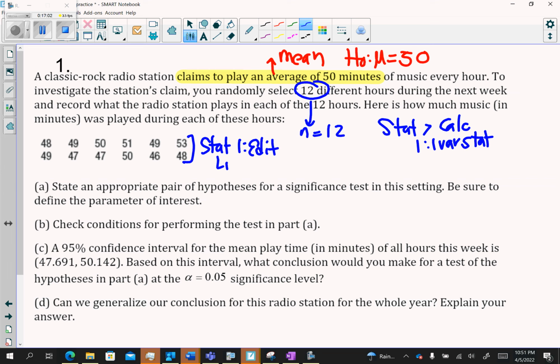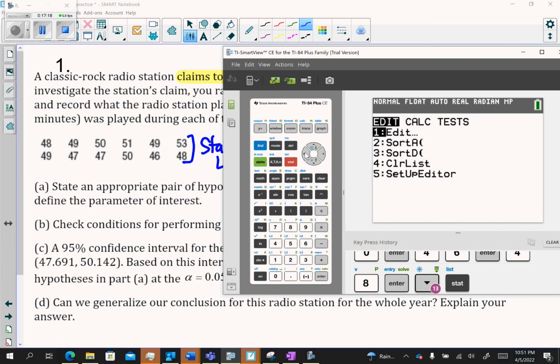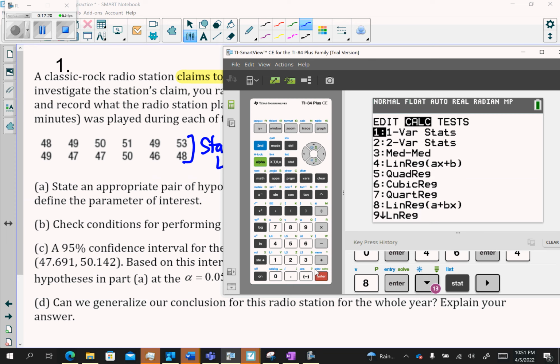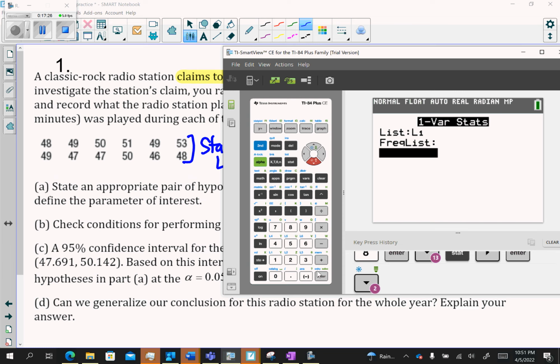Make sure it says L1. Then you're going to find me your mean, x bar, and find me your S. So take a minute and do that. I'm going to do it as well. You might want to pause the video while you enter the data. So do that now. Don't just watch me. And then we hit calculate.